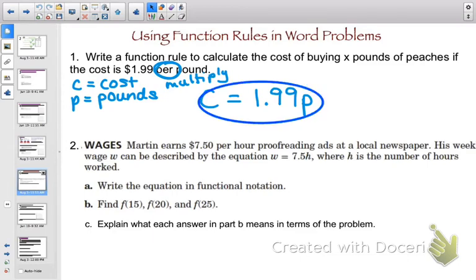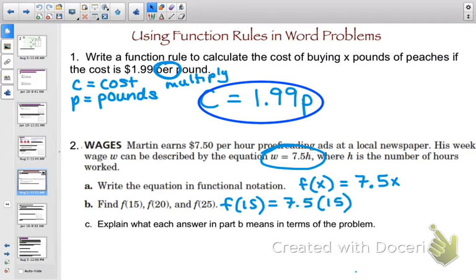And that's it. My next problem, I've got wages, W equals 7.5 times H, where H is the number of hours worked. If I write it in function notation, that means I want f of x, so I'm multiplying 7.5 times x. So I did change H to x, but when we write function notation, we usually use x in parentheses. So I'm going to find f of 15, f of 20. So if it says f of 15, that means I plug in 15 for x. 7.5 times 15 gives me 112.5.